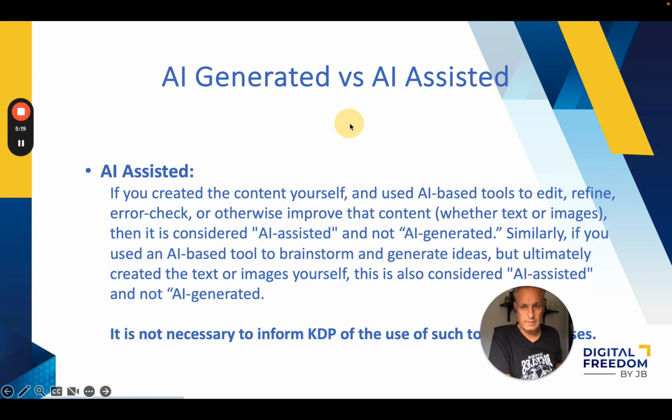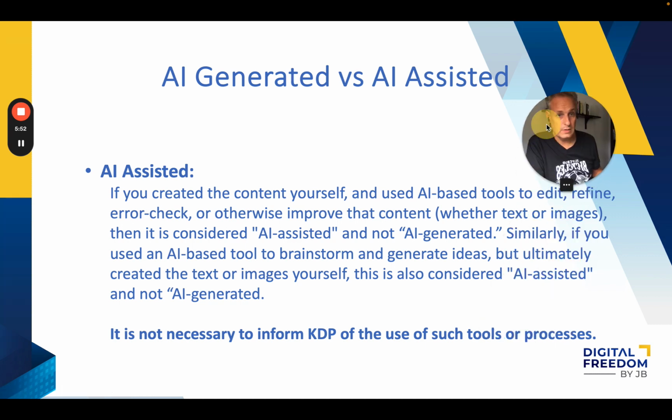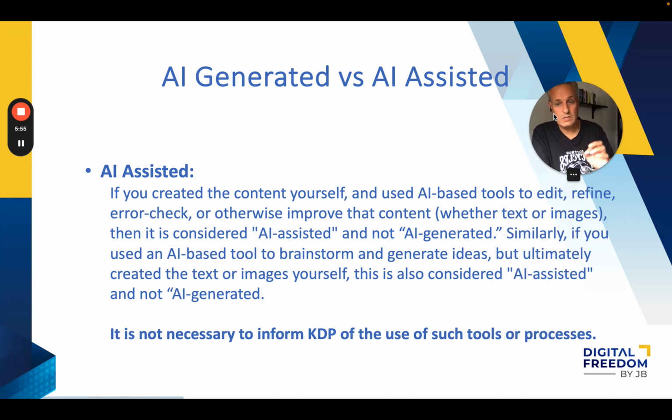AI assisted, the next one. If you created the content yourself and you used AI-based tools to edit, refine, error check, or otherwise improve that content, whether text or images, then it's considered AI assisted and not AI generated. Similarly, if you use an AI-based tool to brainstorm and generate ideas, but ultimately created the text or images yourself, then it's also considered AI assisted and not AI generated. And in that case, and this is really cool, it's not necessary to inform KDP of the use of such tools or processes.